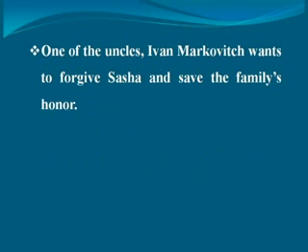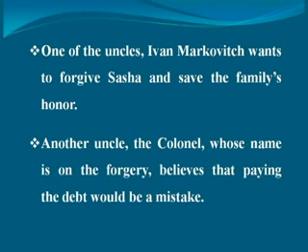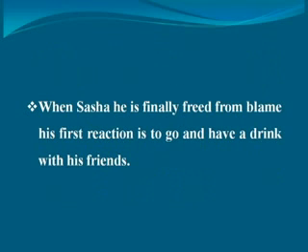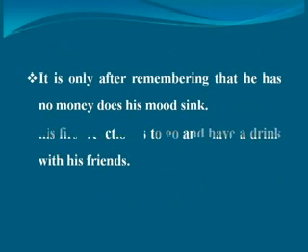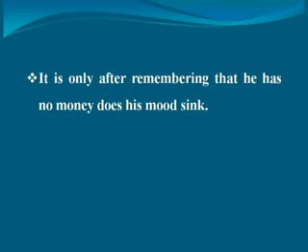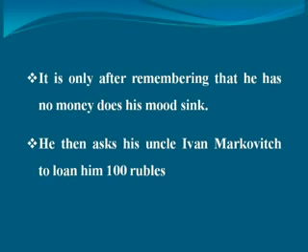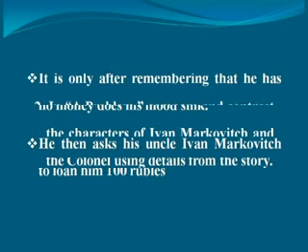One of the uncles, Ivan Markovitch, wants to forgive Sasha and save their family's honor. Another uncle, the colonel, whose name is on the forgery, believes that paying the debt would be a mistake. When Sasha is finally freed from blame, his first reaction is to go and have a drink with his friends. It is only after remembering that he has no money that his mood sinks. He then asks his uncle Ivan Markovitch to loan him 100 rubles.